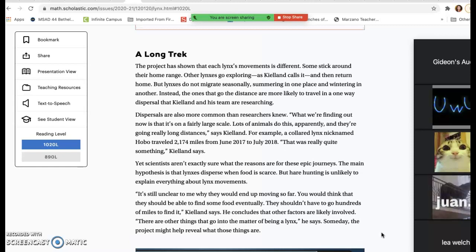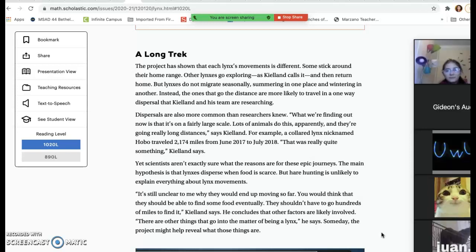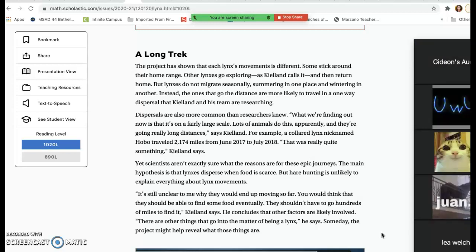This project has shown that each lynx's movement is different. Some stick around their home range, other lynxes go exploring, as Keeland calls it, and then return home. But lynxes do not migrate seasonally, summering in one place and wintering in another. Instead, the ones that go the distance are more likely to travel in a one-way dispersal that Keeland and his team are researching. Dispersals are also more common than researchers knew. What we're finding out now is that it's on a fairly large scale. Lots of animals do this apparently, and they're really going long distances, says Keeland. For example, a collared lynx nicknamed Hobo traveled 2,174 miles from June 2017 to July 2018.